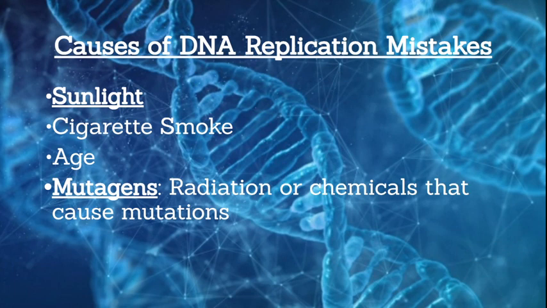Now, mutagens are radiation or chemicals that will cause mutations. Think about Spider-Man, for example. Spider-Man was bitten by a radioactive spider, and it changed his DNA to make him Spider-Man. Because you and I cannot just shoot spider webs out of our wrists like the original Spider-Man can. But if we were all bitten by a radioactive spider to change our DNA, we could. So that's just a silly example of a mutagen that can cause DNA replication mistakes.